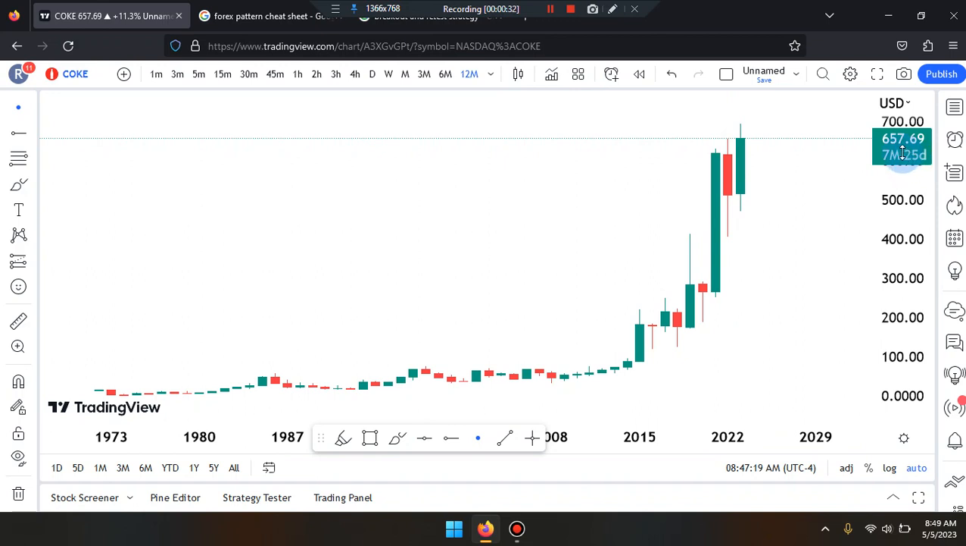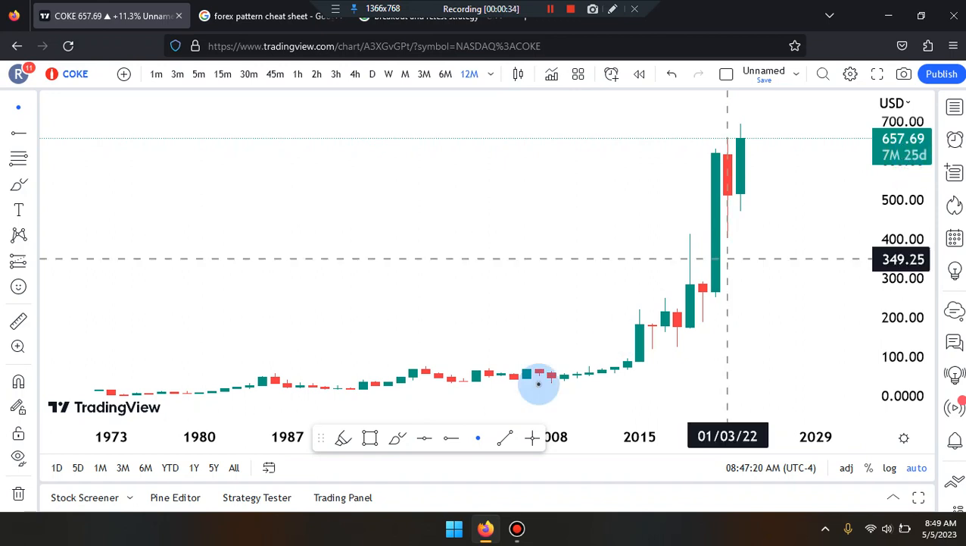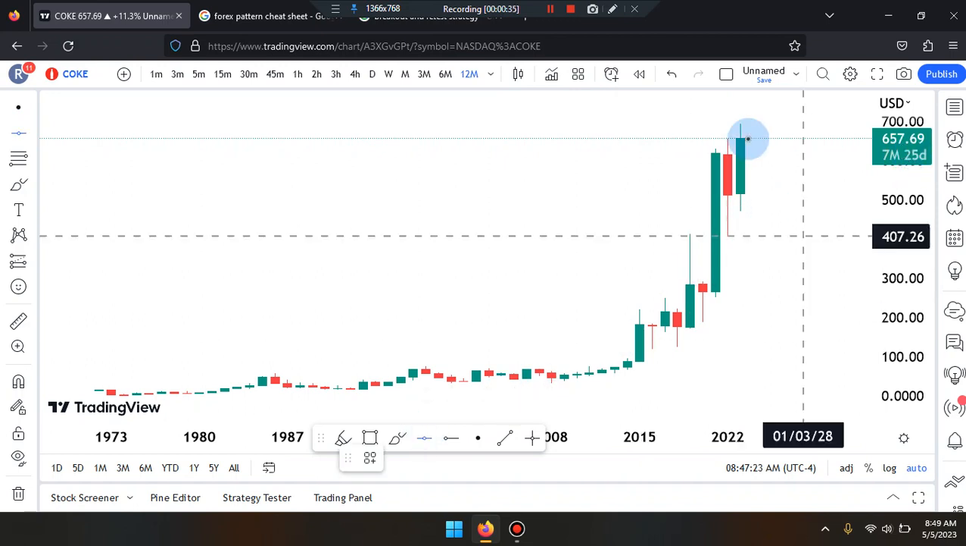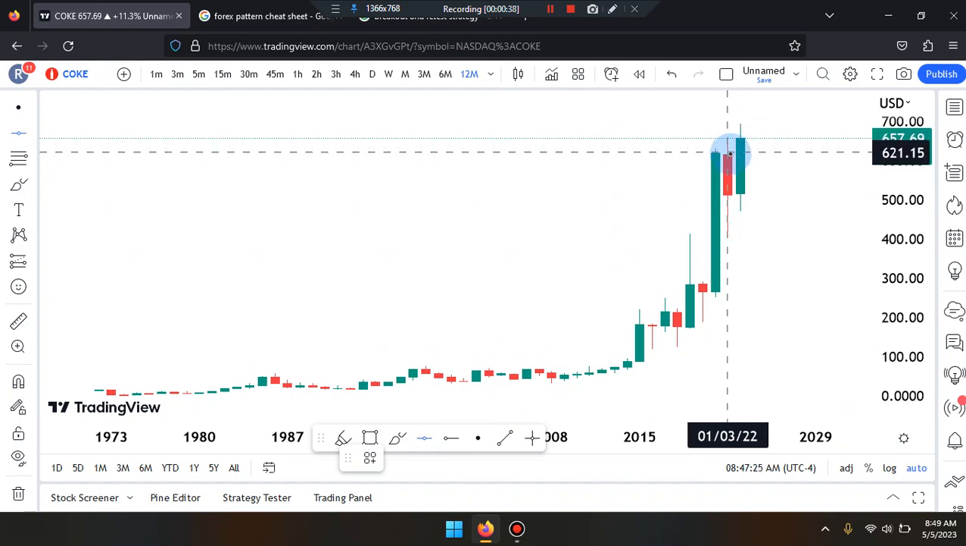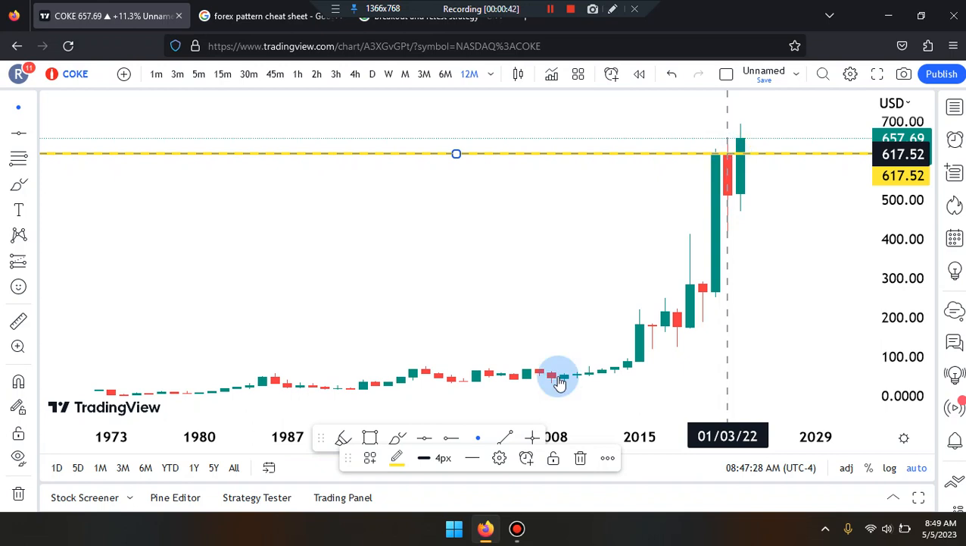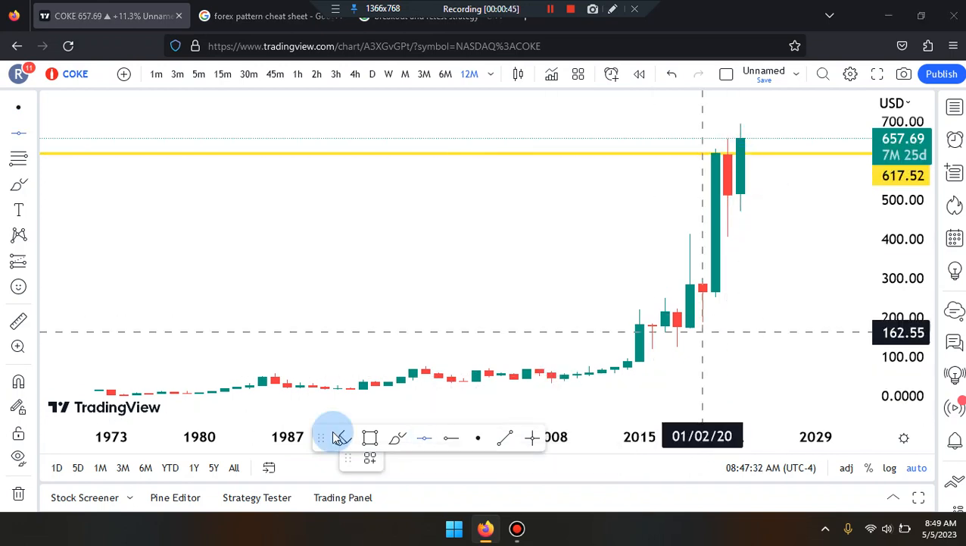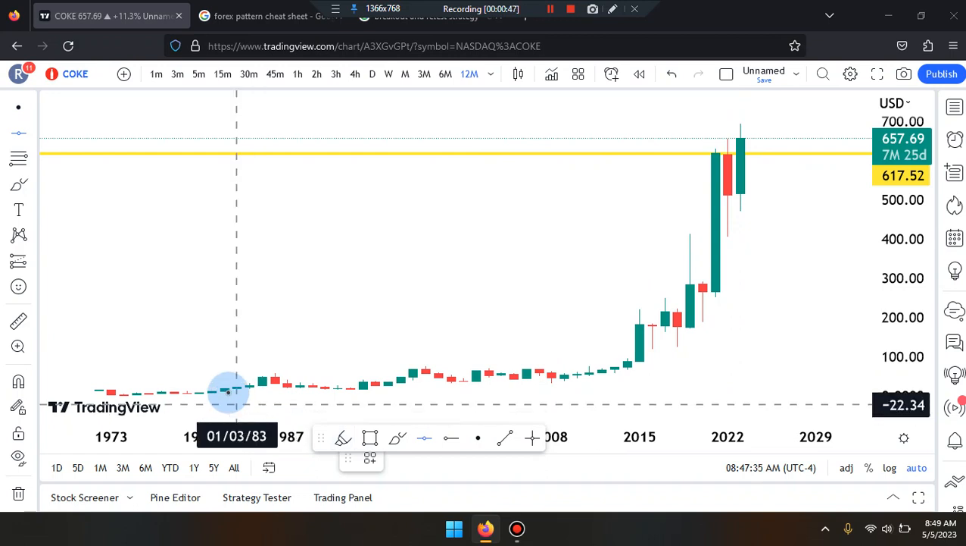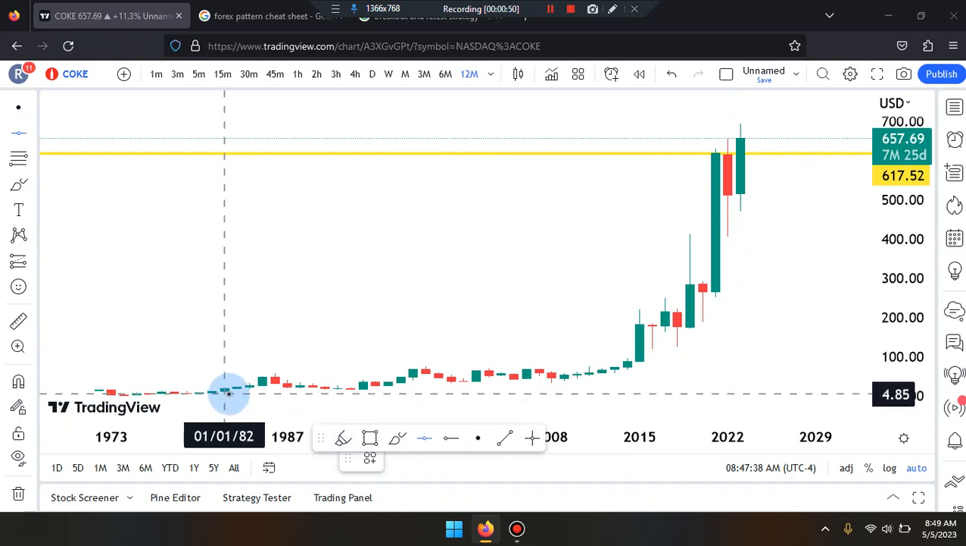Current price is sitting at 657.69. So we're looking for price action, overall highs of structure, which would be green and red, nearing the numbers of 617.52. Price action, lower structures headed down towards the low of that bottom, which would be near the numbers of 4.85.